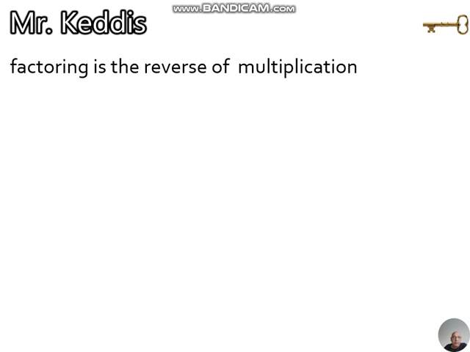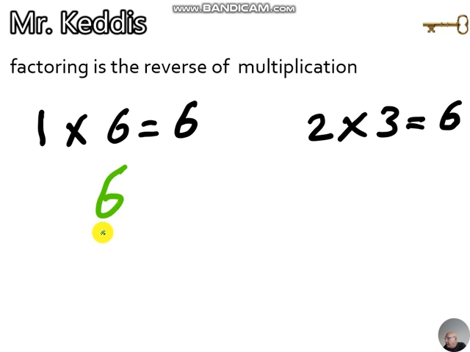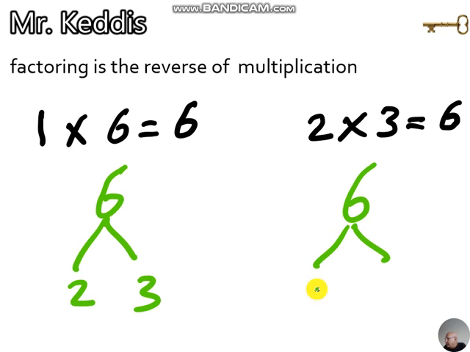For example, 1 times 6. If I multiply 1 times 6, I get the number 6. And also, if I multiply 2 times 3, I also get 6. If I ask you to factor 6, you can factor 6 to either 2 times 3, or you can factor 6 to 1 times 6.